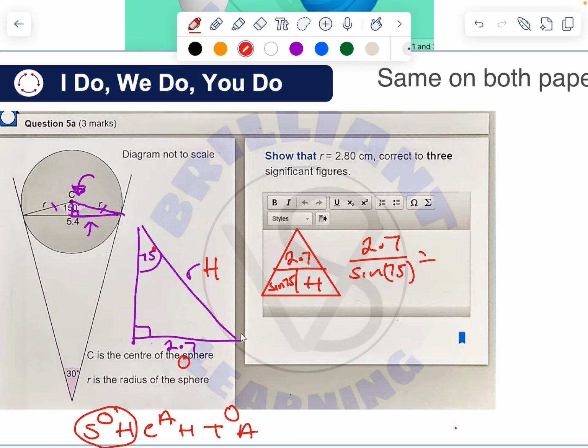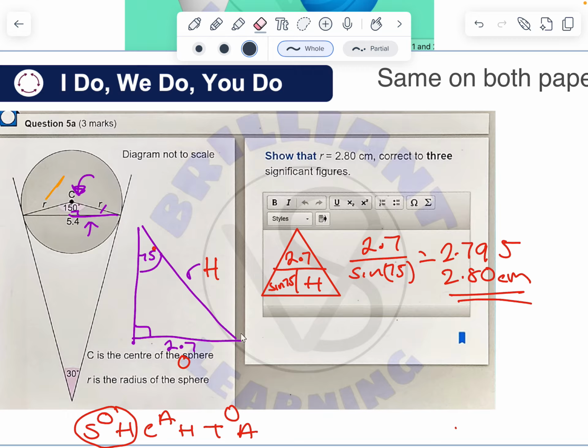So 2.7 divided by sine 75, and the answer you get is 2.795. So three significant figures is 2.80. If you're looking at this from an extended point of view, you could have also used the sine rule.